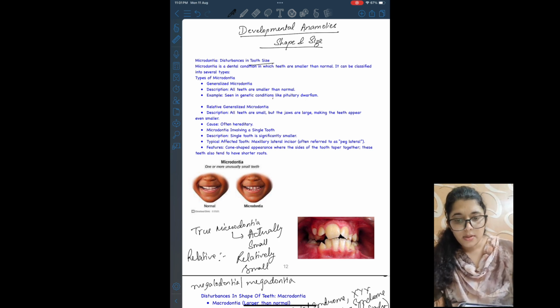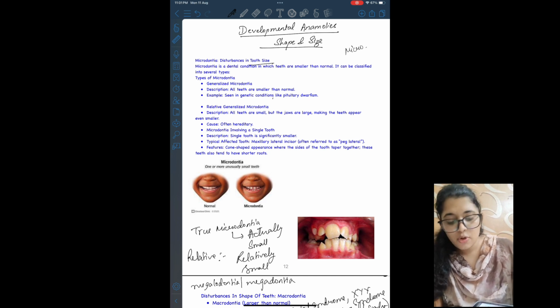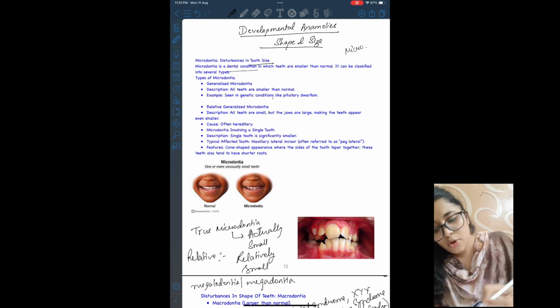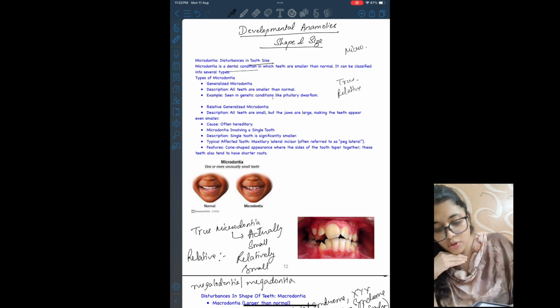We'll start with developmental anomalies of size and shape. First we'll discuss microdontia. Micro means small, so microdontia is a disturbance in tooth size. Microdontia is a dental condition in which teeth are smaller than normal. It can be classified as true microdontia and relative microdontia.